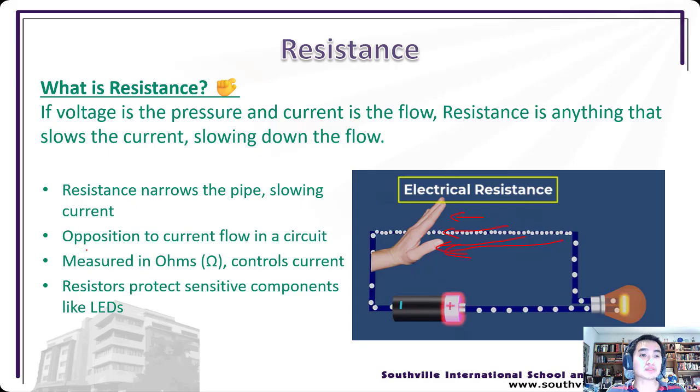Okay, and so opposition to current flow, we measure this in ohms. Why do we do this? Because without resistance, this would flow so fast. This would flow like wow, and it would destroy the bulb. So without resistance, a lot of our electrical components would get destroyed. There'd be too much voltage and too much current, and that would destroy a lot of our electrical equipment.